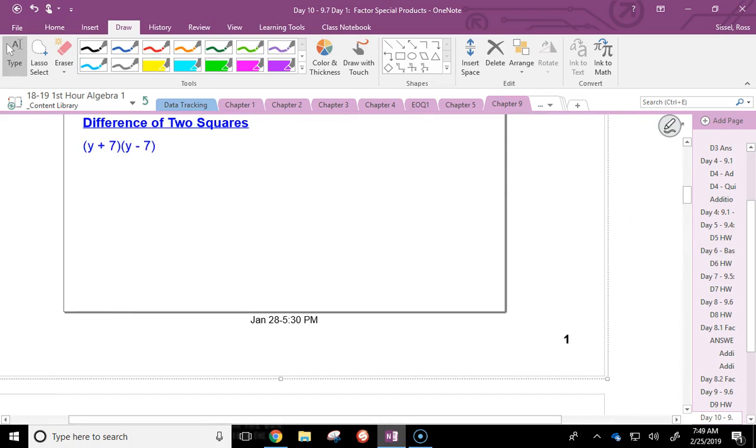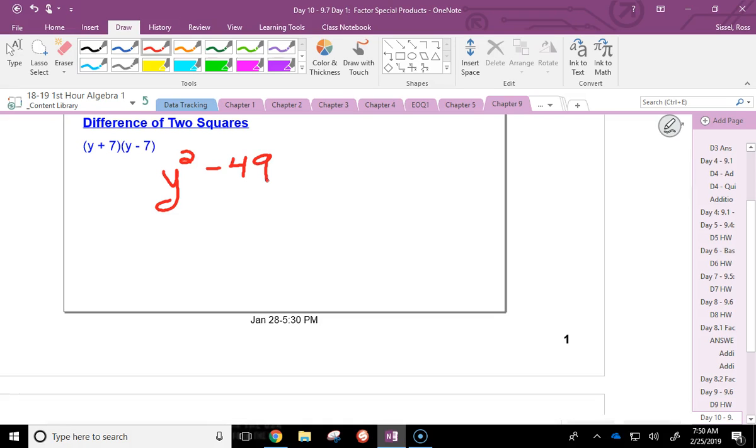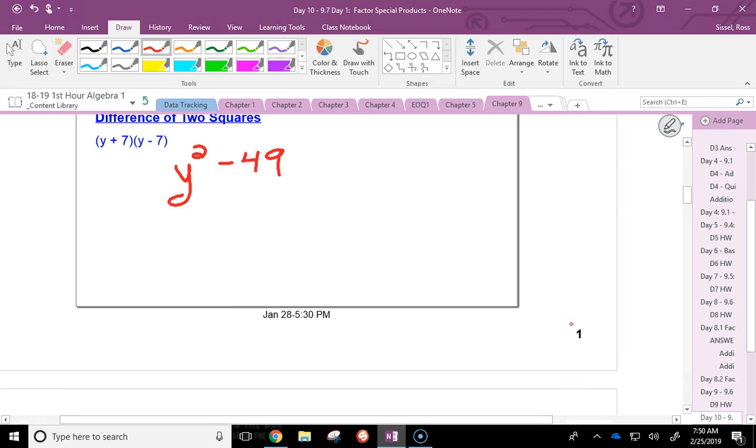Okay, how about the difference of 2 squares? What would this answer have been? Y squared minus 49. Good. Remember, in a difference of 2 squares, they're written the exact same. But since one's positive and negative, it gets rid of that middle term because they cancel each other out.